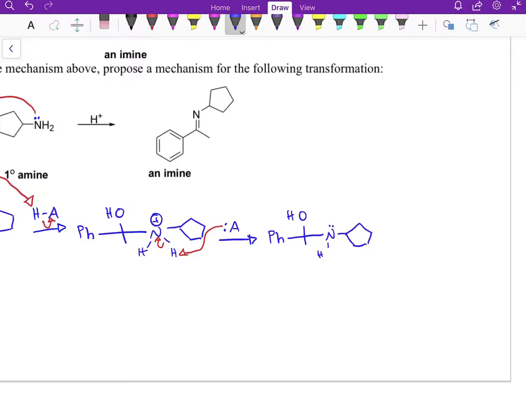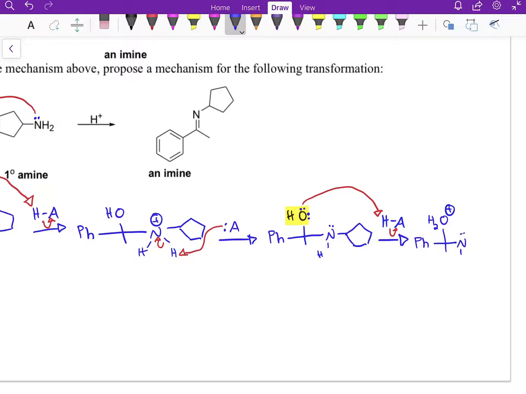So now you have everything neutralized, but this is going to protonate because we're in acidic conditions. So again, we have an acid, and right here we have these lone pairs. And that's going to be positively charged, making it a good leaving group.